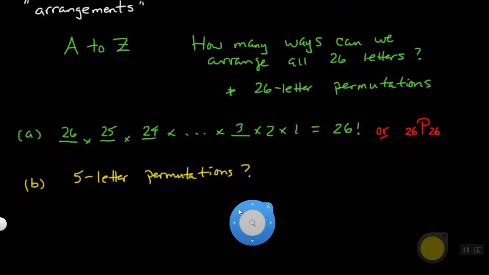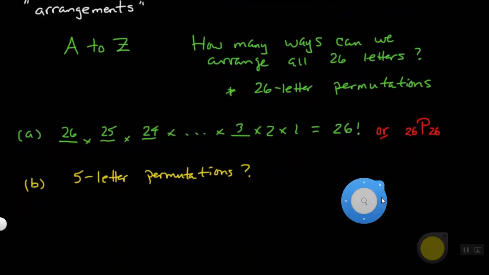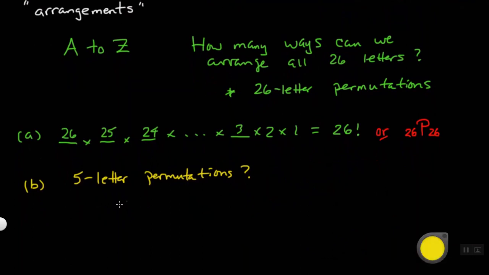There. If I can get rid of that. There we go. So how many 5-letter permutations are there? Then, of course, you have to keep in mind if it's permutations, we can't repeat. So we've got to start counting down. 26, 25, 24. And why don't we just get our spaces set up first, which might be the safest way.